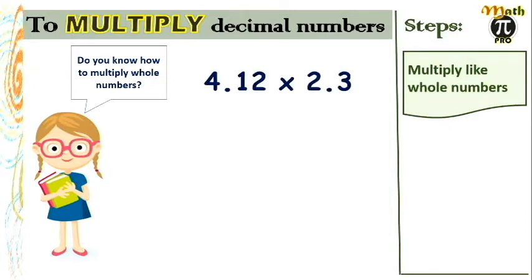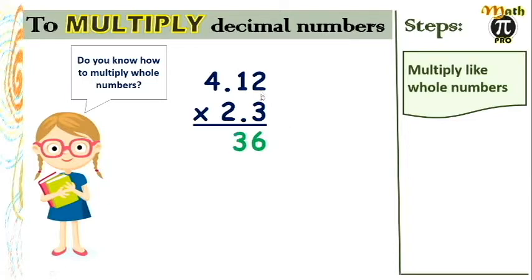So if you want to get the product of 4 and 12 hundredths and 2 and 3 tenths, then we assume that there is no decimal point. We just multiply them as whole numbers. So here it's like multiplying 412 times 23. We start with 3. So 3 times 2 is 6. 3 times 1 is 3. 3 times 4 is 12.